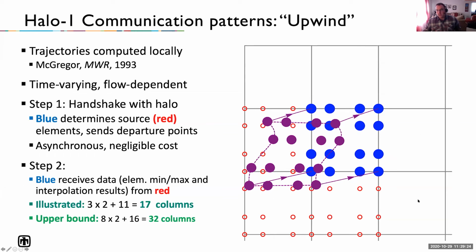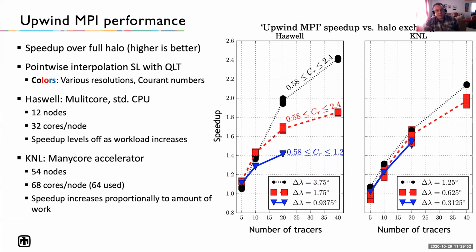So we completely eliminate all of these data transfers in this cartoon. So we've illustrated what in the previous slide was either 128 or 84. In this illustration, it's 17. And if you do the pathological example where all 16 of these blue points end up in all 8 of these elements, the upper bound worst case scenario is 32 columns times the number of levels. So we can measure the improvement in performance we gain from just changing the software implementation of this upwind MPI.